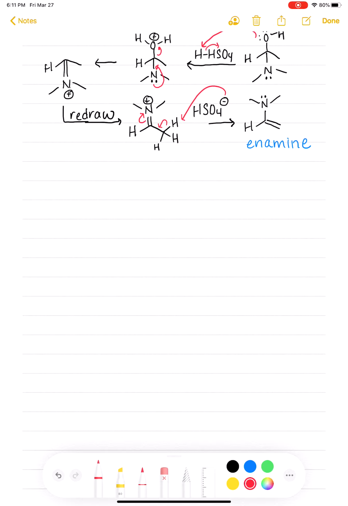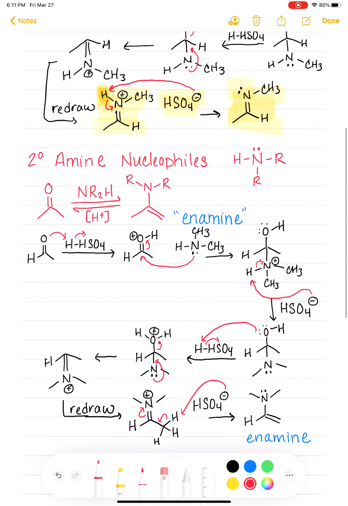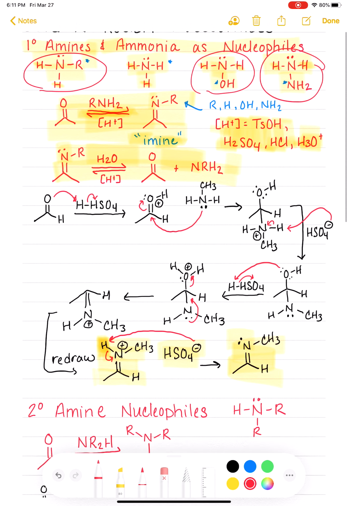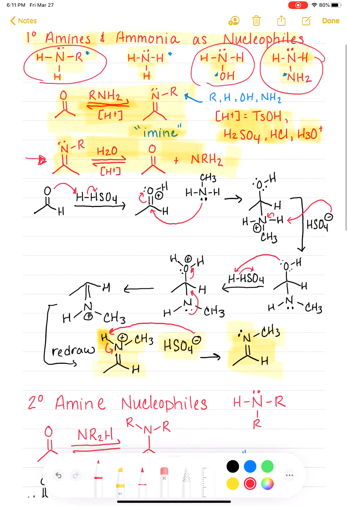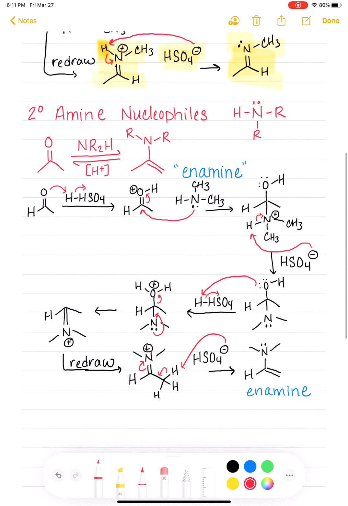There's two more things that I want to talk about with the amine or nitrogen nucleophiles. The first thing that I want to talk about is reversing the reaction. I showed you with the primary amines an example of how the reaction is reversible. I didn't do that with the secondary amines, but it is also reversible in just the same way. And so we're going to draw this.